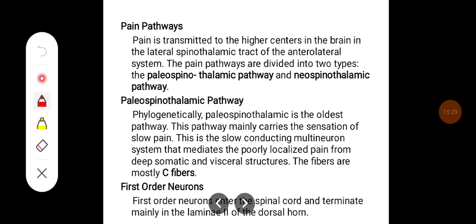Coming to the pain pathways, pain is transmitted to the higher centers in the brain in the lateral spinothalamic tract of the anterolateral system. The pain pathways are divided into two types, the paleo-spinothalamic pathway and the neo-spinothalamic pathway.